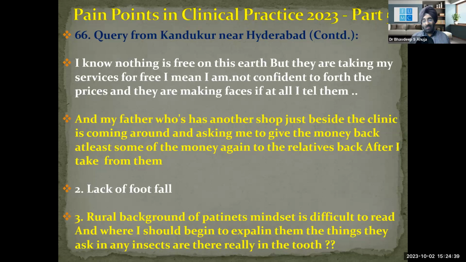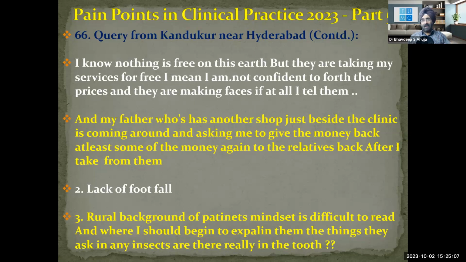And my father, who has another shop just beside the clinic, is coming around and asking me to give the money back, at least some of the money again to the relatives back after I take from them. Now that is where you need to talk with your father softly, nicely, that my costing out is this. My profits are this. But before that, you need to work out on your costing.